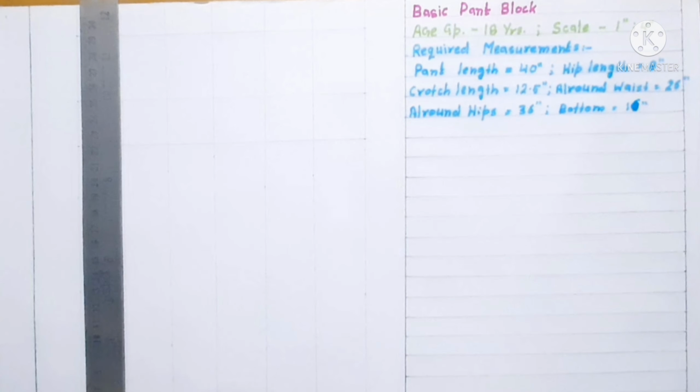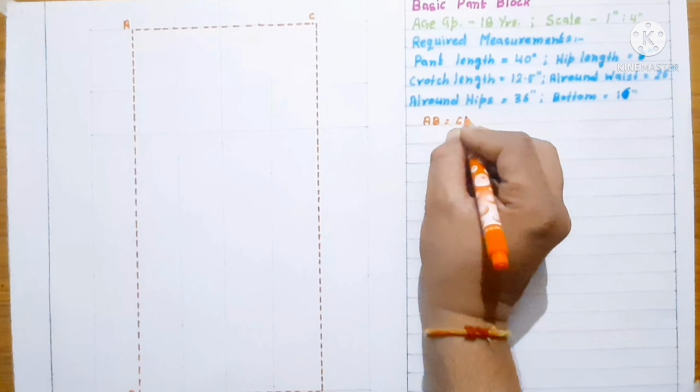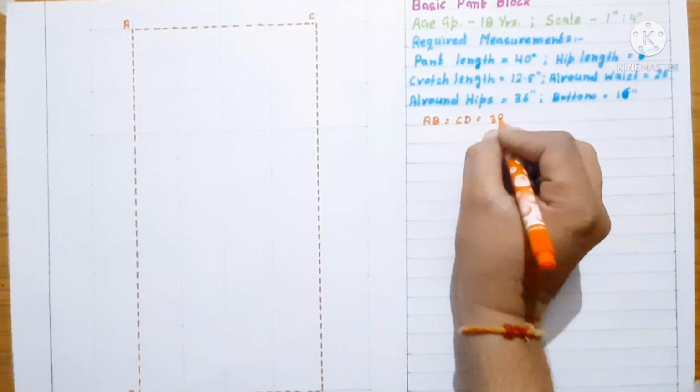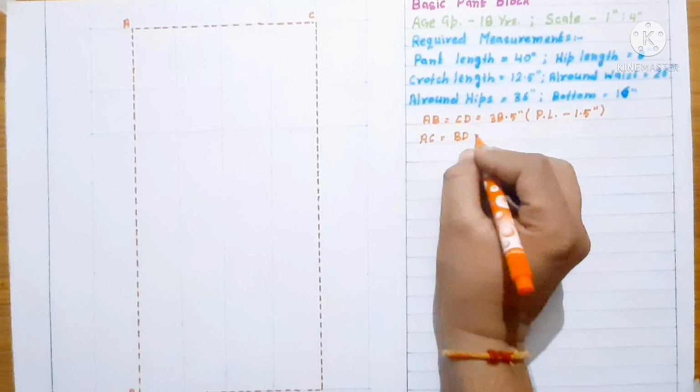First we have to create a block ABCD. This is the block. AB is equal to 38.5 inches. Why? Because the full length, that means the length of the pant, minus 1.5 inches for the belt. So this is the measurement of AB, and AC is equal to 19 inches.